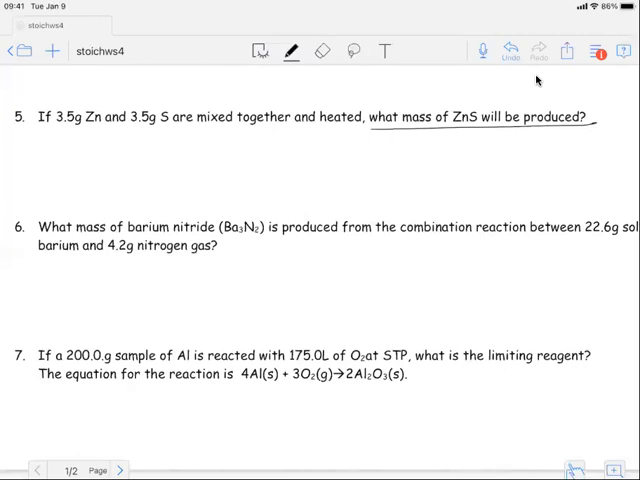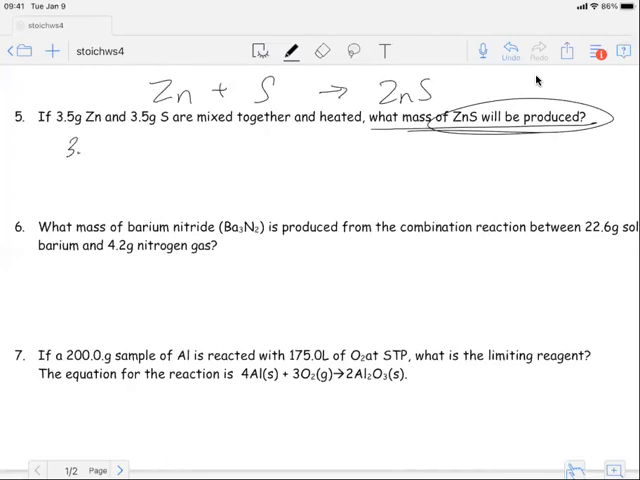Okay, so zinc and sulfur are mixed together and heated to produce zinc sulfide. So first things first, balanced equation, super easy because everything's 1-to-1. Now, it says if 3.5 grams of zinc and 3.5 grams of sulfur are mixed together and heated, what mass of zinc sulfide will be produced? So you have to identify which reactant will limit the amount that you will be producing. So first thing first, identify limiting reactant. I'm going to use the short way this time.